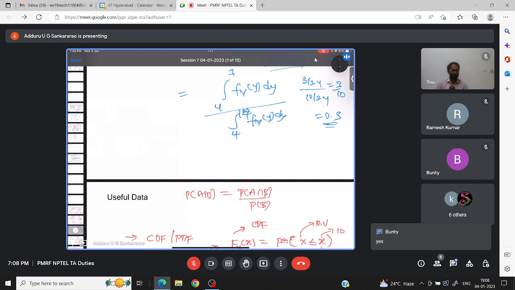So what we are doing is, we need to find this PDF of y. For that, we are finding the CDF of y. From that, we take the derivative. Then we got the PDF. Then we found it.